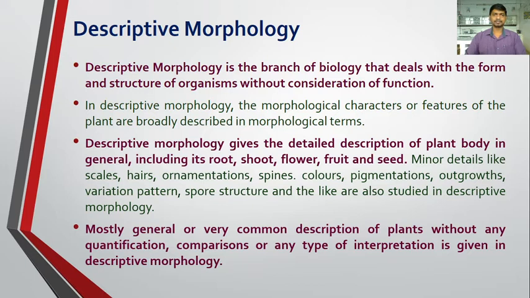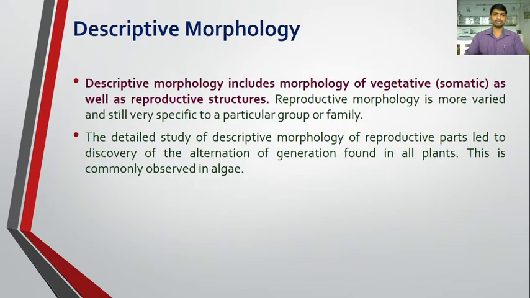Okay, so this is descriptive morphology, where the form and structure of organisms, for example root, stem, leaf, flower, fruit, seed, are studied. In addition, minor details like scales, hair, spines, pigmentation, outgrowths are studied, where the detailed description of the plant body is carried out without any quantification, comparison or any type of interpretation. That is descriptive morphology.